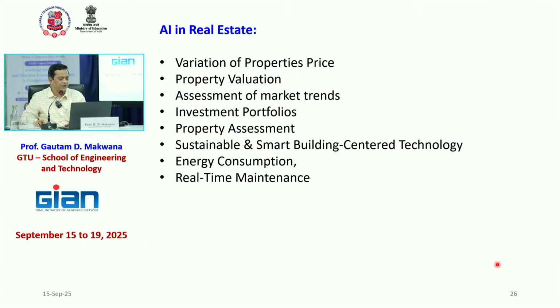Now, the same kind of thing applies in real estate. Here we know the property valuations are all static, so there is nothing about AI to predict the actual value of the property. In this case, there is valuation of property rights, assessment of market trends, investment portfolio, property assessment, sustainable and smart building technology, energy consumption, and real-time maintenance.